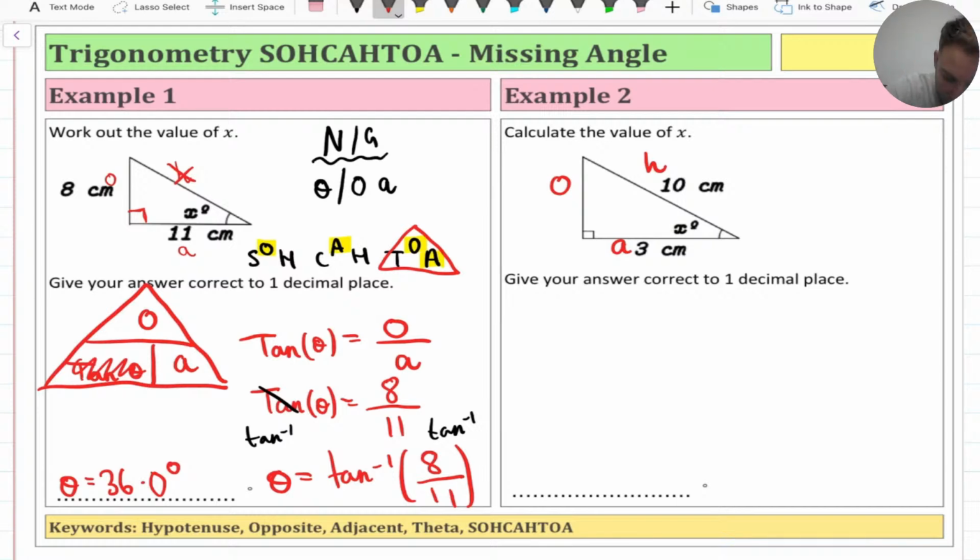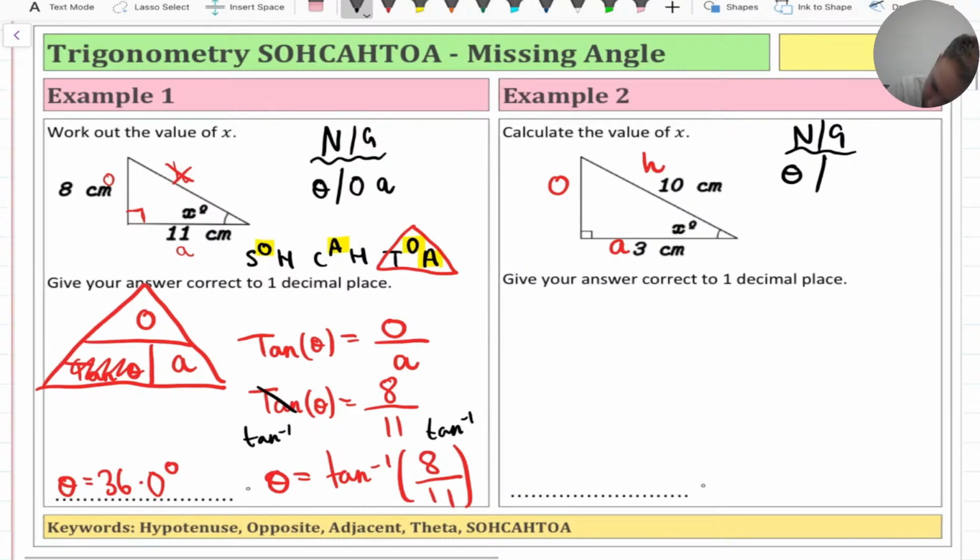So then I need to do my need and got list. So what do I need in this case? Well, I need the angle, which is theta, or x. And I've got my adjacent, and I've got the hypotenuse. The one that I'm not using this time is that opposite there.